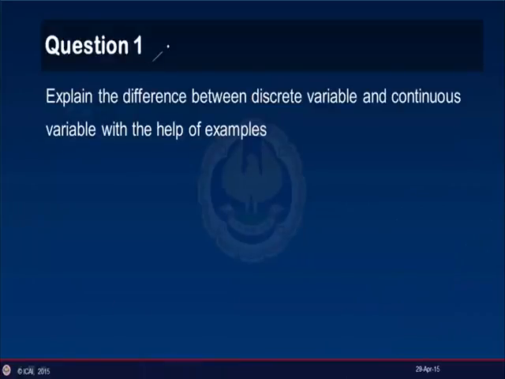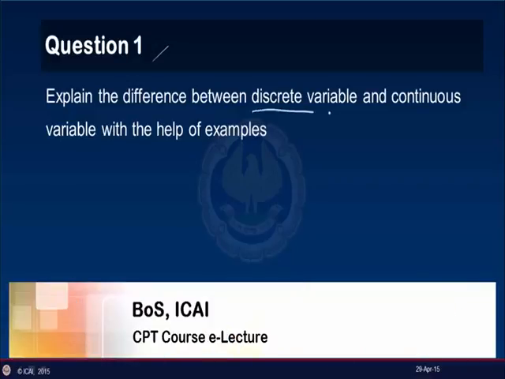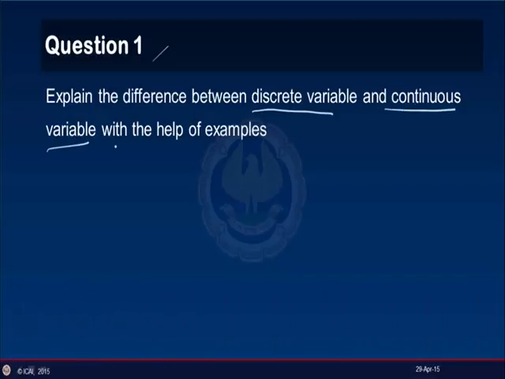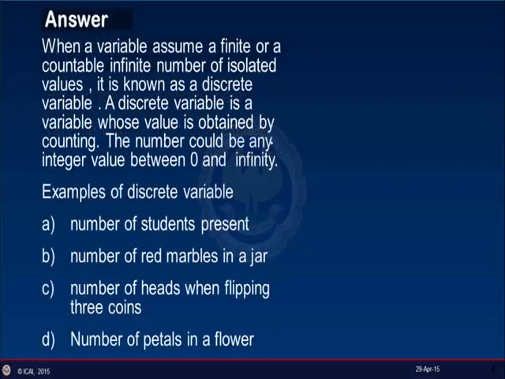Okay, so we start with question number 1, which is a very basic question. Explain the difference between discrete variable and continuous variable, and we have to give some examples to explain the difference between the two. Now as we understand, variable is basically a property which can assume any value.